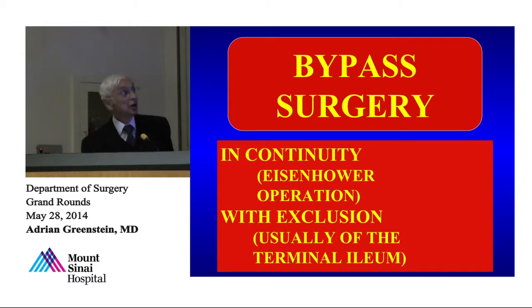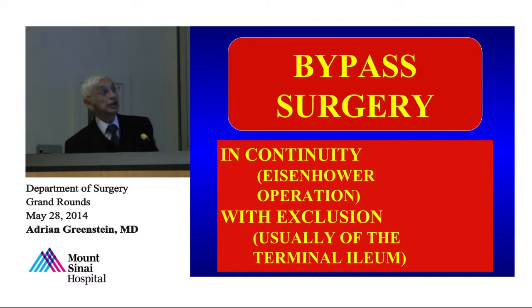The Eisenhower operation was essentially a side-to-side iliotransverse colostomy. And most people then started doing an exclusion procedure where they transected the distal ileum and reanastomosed the proximal loop of small bowel to the transverse colon. However, there were many complications with these, some of which were cancers.